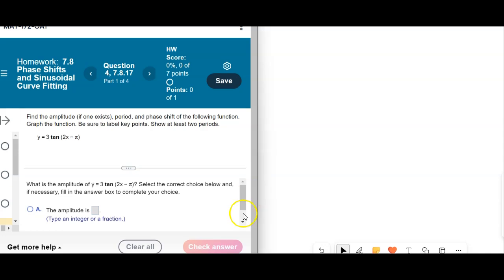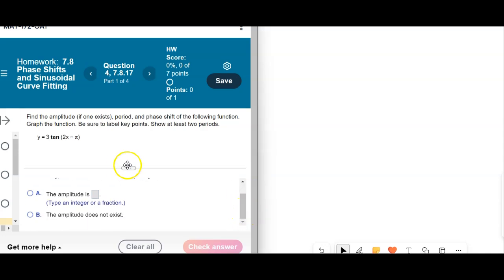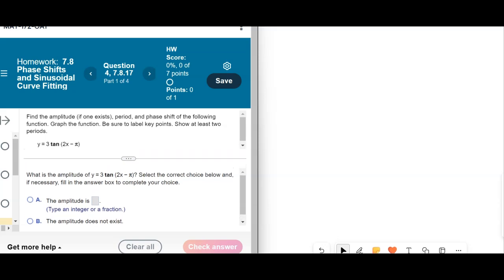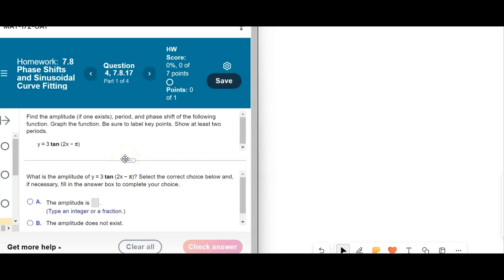Hey Drew class, let's look at this problem from the 7-8 homework set dealing with phase shifts. And so we've got a tangent function this time, and we've got a subtraction going on on the inside. So we're going to have a shift of the graph.